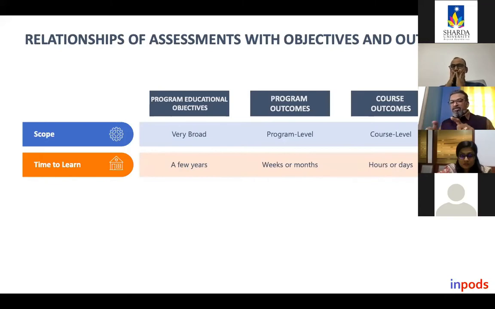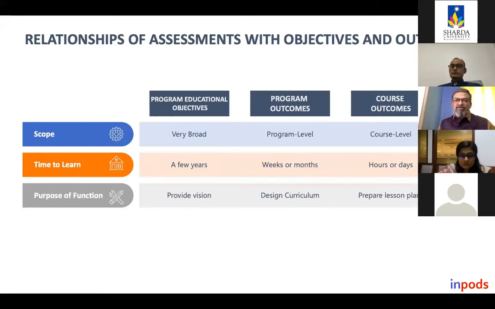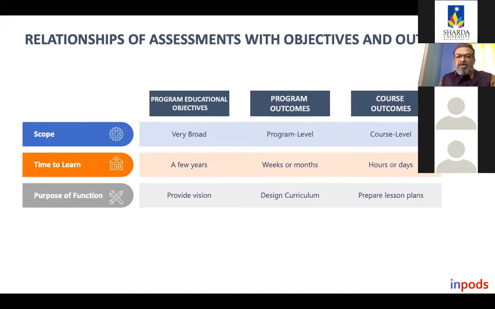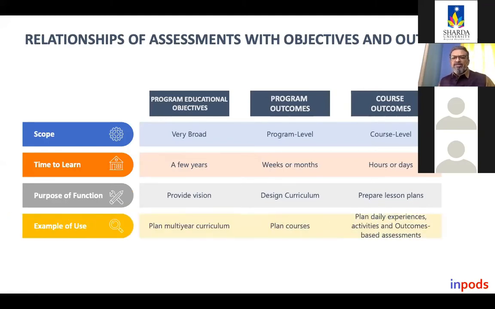Now we have to slowly start thinking about where the outcome-based assessment comes into the picture. Those who belong to the medical college and the health sciences education in Sharda University, I can see already that they must have started thinking about how to relate competency-based medical education with this. But I'm pretty sure that you'll find some correlations and similarities with this. So you can see that the life cycle of achieving these objectives and outcomes also has a difference in the way they have to be taken up.